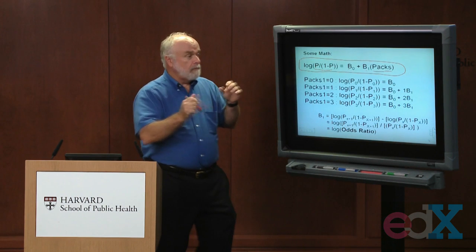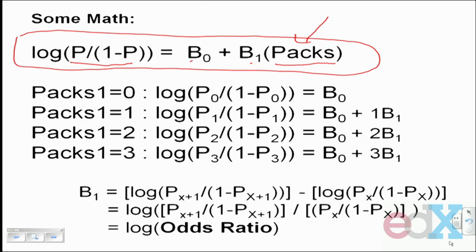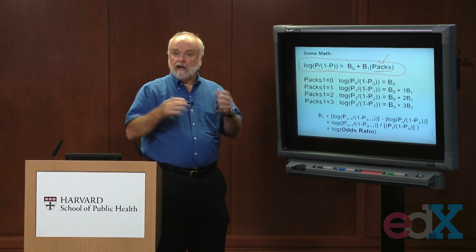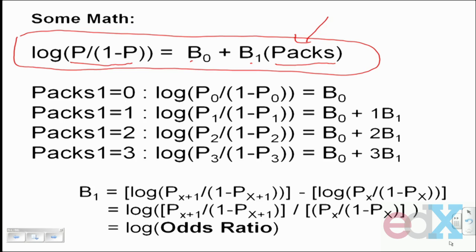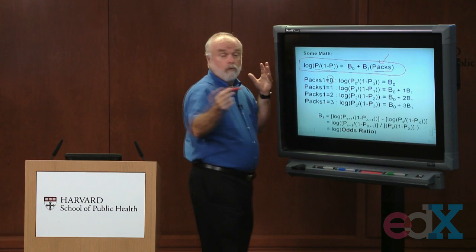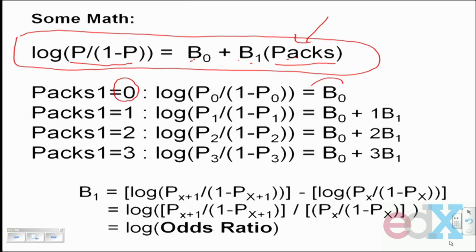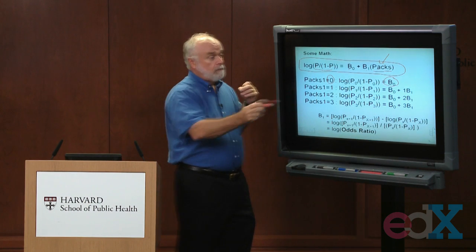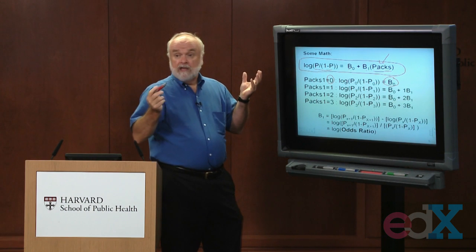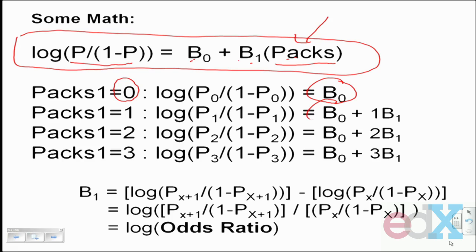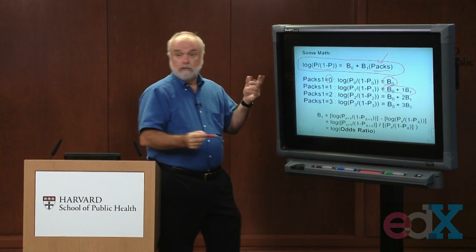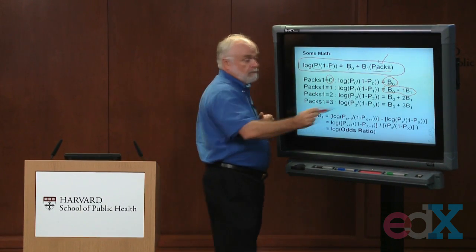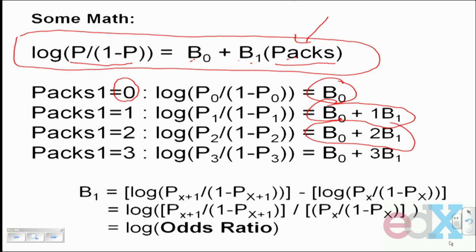Okay? Well, we can plug in different values for packs to see what the model would predict to be your log odds of dying. If you talk about packs being a non-smoker and plug a 0 in for packs, your log odds of dying is B0 plus B1 times 0. Well, B1 times 0 is 0, so all you get is just the B0 term. For a 1 pack a day smoker, you plug in the number 1 for packs, and the model says that person's log odds of dying is B0 plus 1 times B1. If you smoke 2 packs, plug a 2 in for packs, and it's going to be B0 plus 2 times B1. If you are smoking 3 packs a day, it's going to be B0 plus 3 times B1.